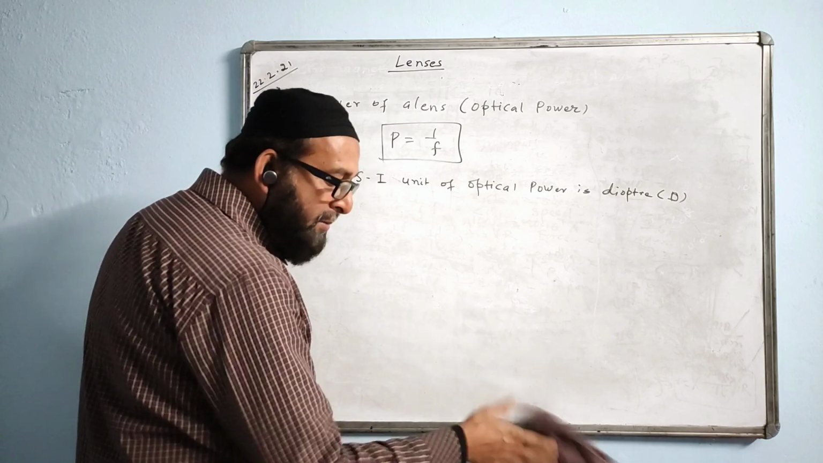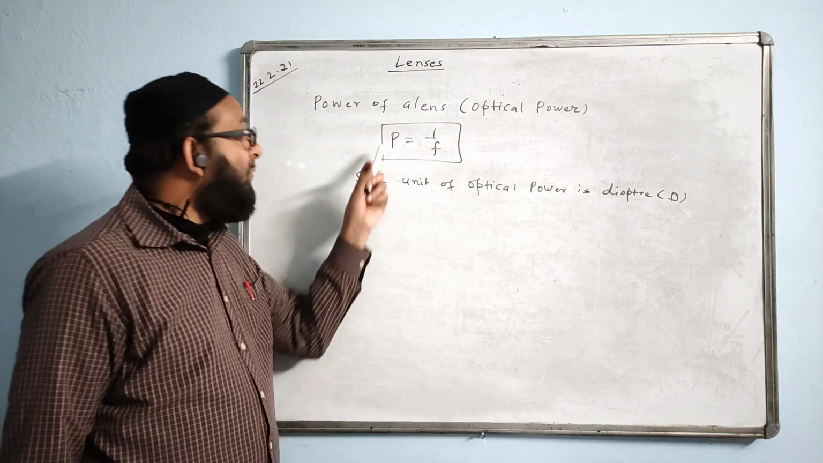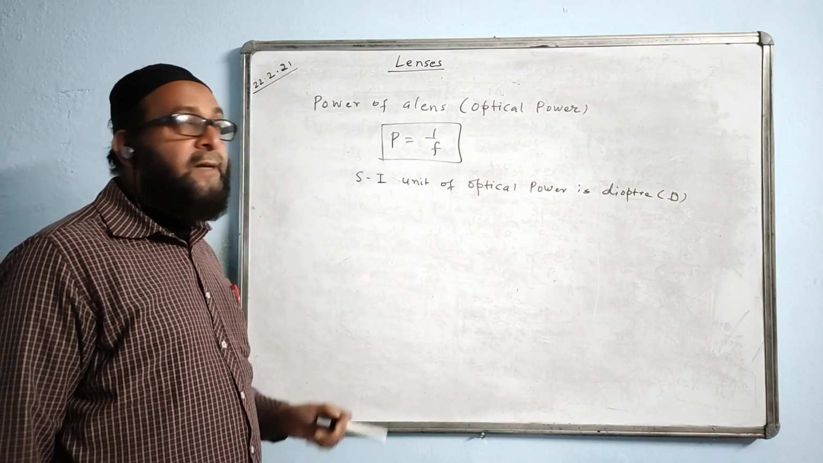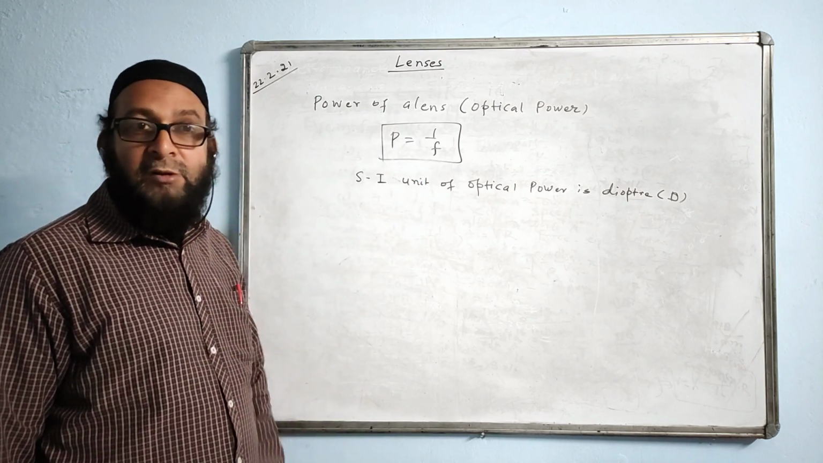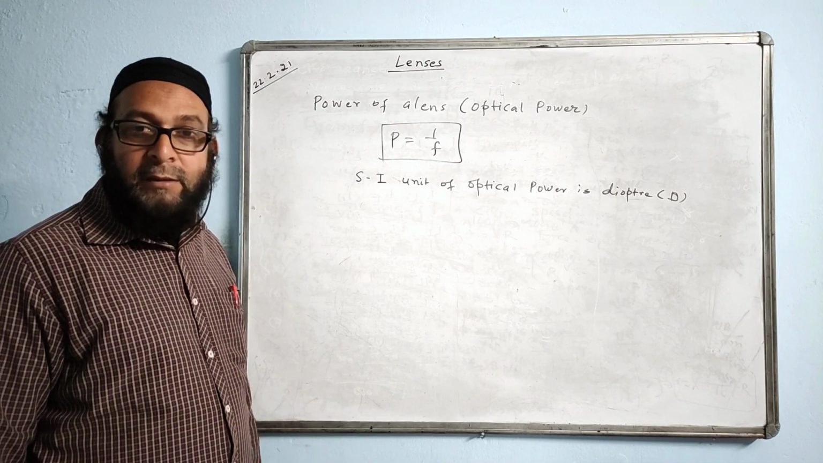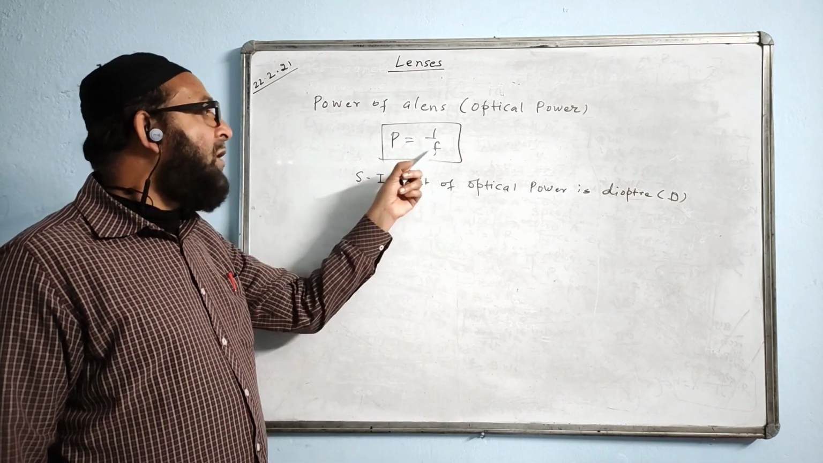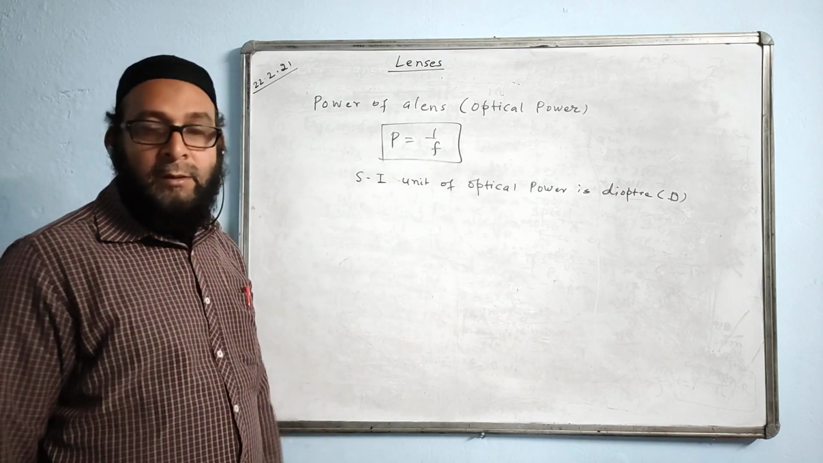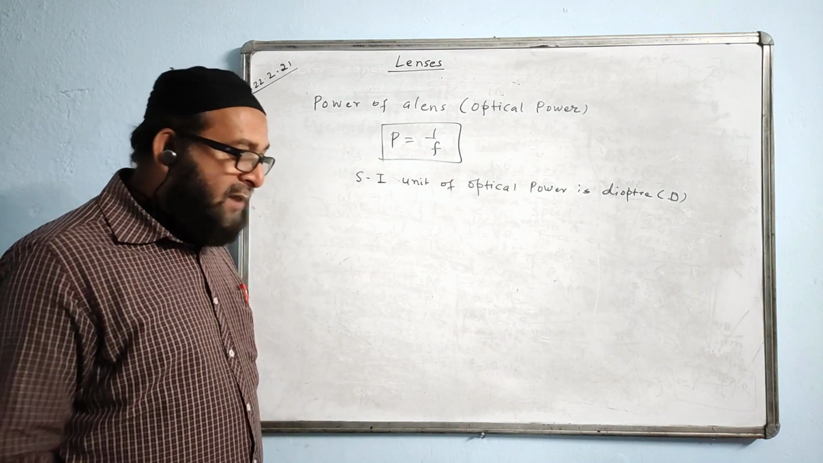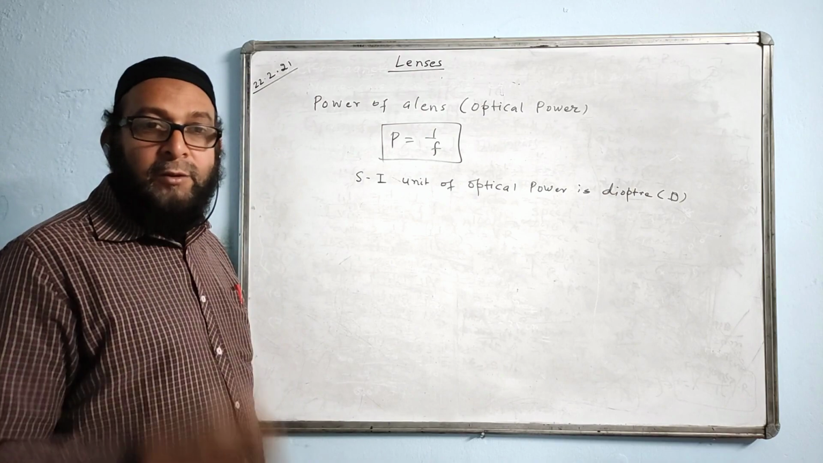Now we have some numerical problems on the formula P equal to 1 by f. When we calculate the power, the focal length we must take in meter because the SI unit of focal length is meter. You must take focal length in meter and then find the value of power. And the unit for power will be diopter, capital D. And the sign will be positive or negative depending upon the type of lens.